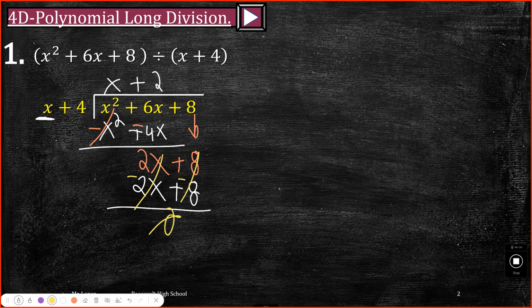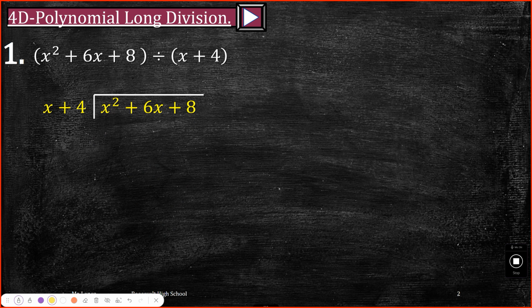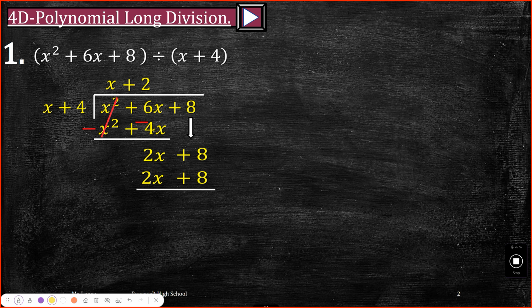All right. So, one more time. X times x, x squared. X times 4, 4x. Draw a line. Subtract. Change the signs, what I mean. X squared minus x squared cancels out. 6x minus 4x is 2x. Bring down the 8. Match it up. X times what is 2x? X times 2. 2 times x is 2x. 2 times 4 is 8. Change the signs. No remainder.